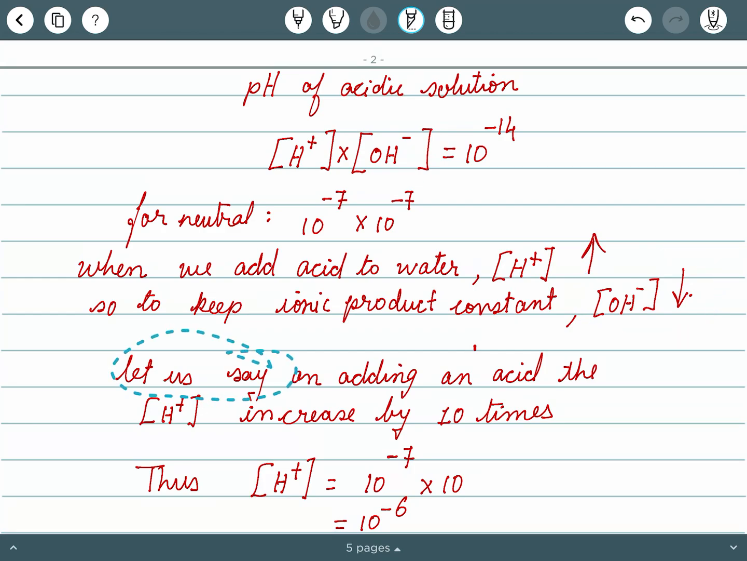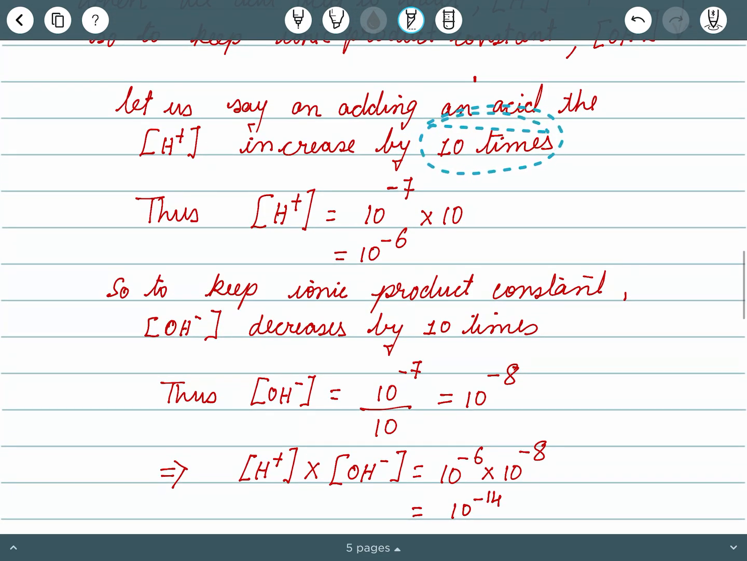Let us say that on adding an acid, the concentration of H plus ions has increased by 10 times. So when water was neutral, the concentration was 10 to the power minus 7. But by adding an acid, I've increased it by 10 times. So now it is 10 to the power minus 7 times 10. It is increased by 10 times. So what is the new concentration now? So the new concentration of H plus ions is now 10 to the power minus 6.